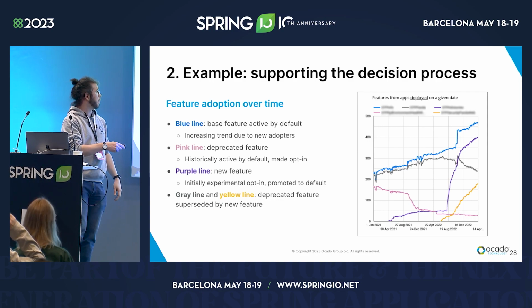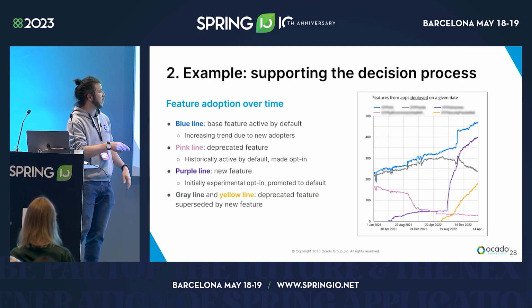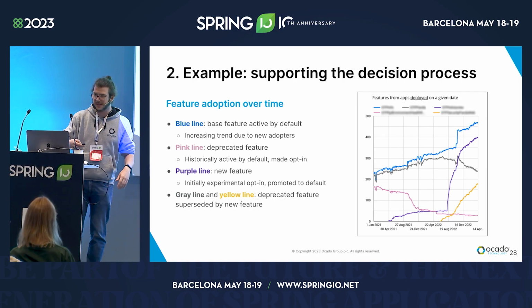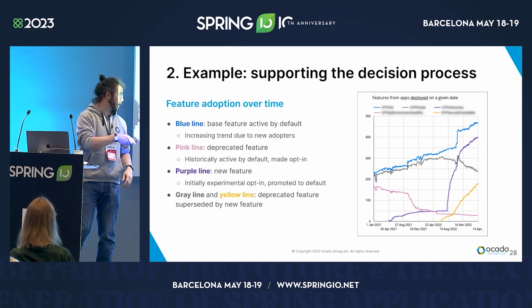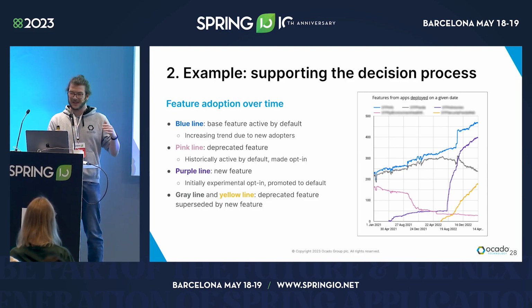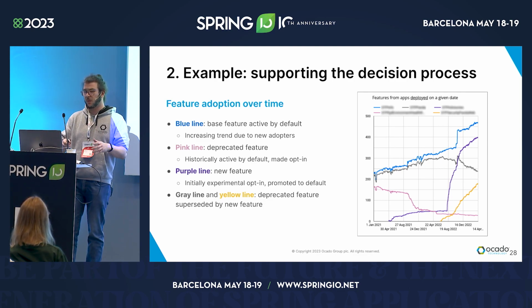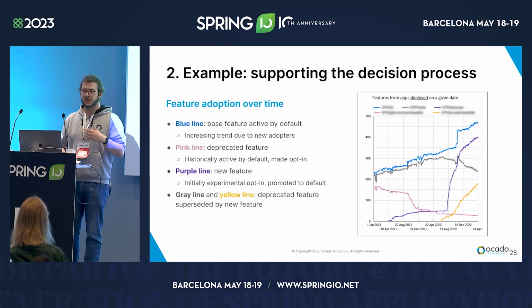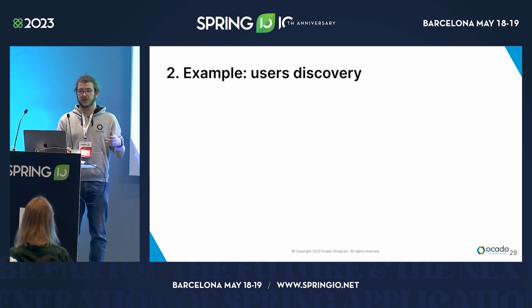Another good example are these two features, the one represented by the gray line and the other by the yellow line, because somewhere last year we decided to deprecate the one and replace it with a new feature, the one represented by the yellow line. So we can see the transition of the community from one feature to another, and we have a full picture every time of what the community is using. This is very important, again, before taking any decision. Another good example of how we use data is for user discovery.